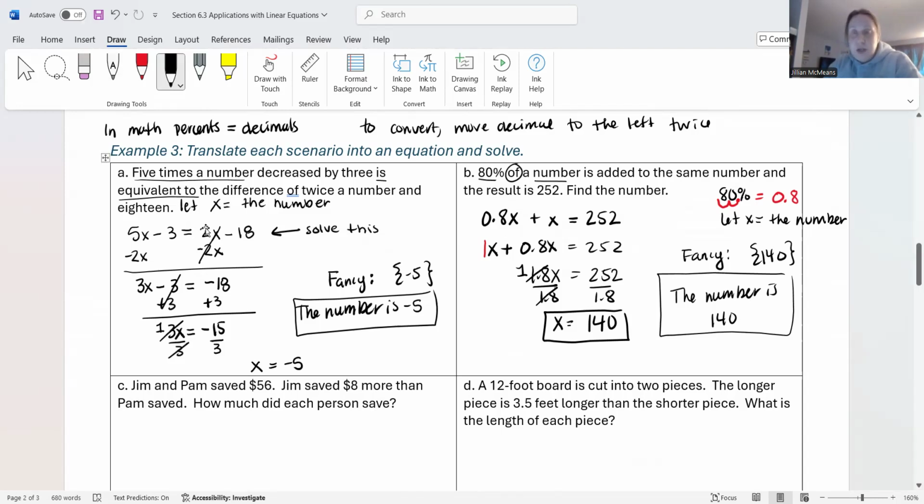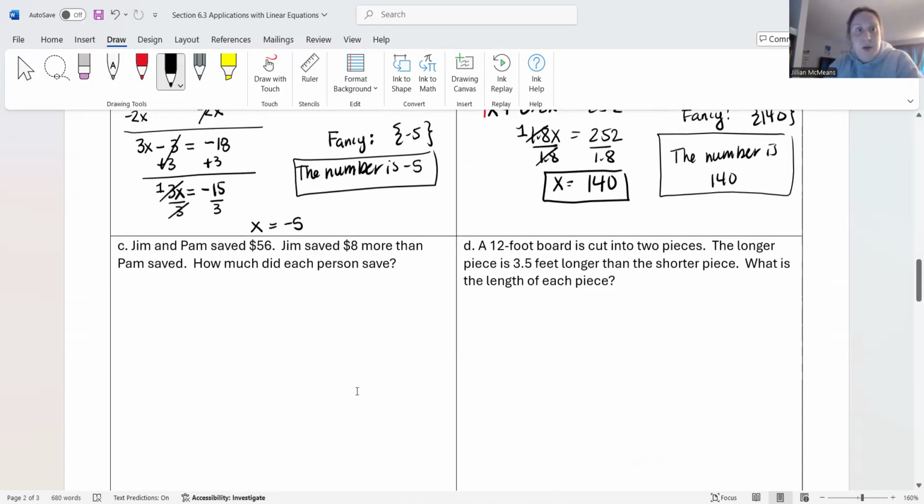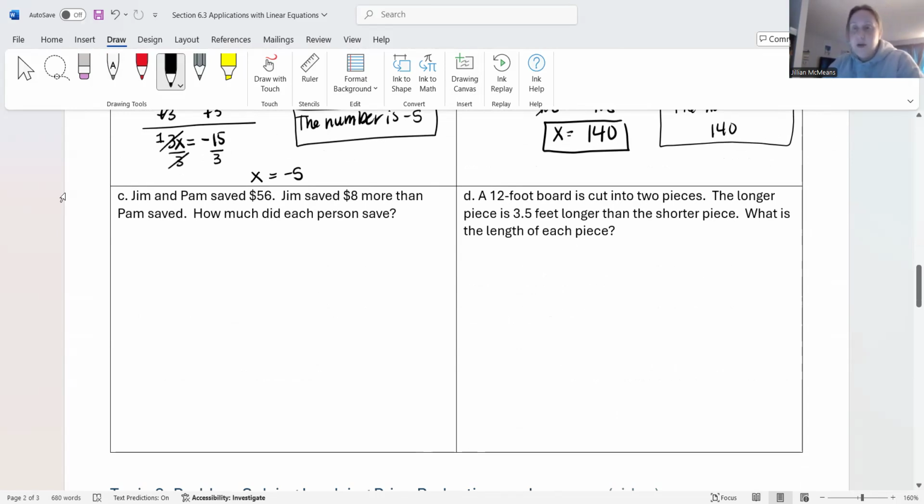Those were just really generic statements. Now we're going to start looking at situations where maybe there's a little bit of a story involved. So the last two parts of example 3, I don't want to say an actual story. It's not like I'm going to be reading Hansel and Gretel to you, but there's a real world aspect to it. Okay. So Part C, Jim and Pam.